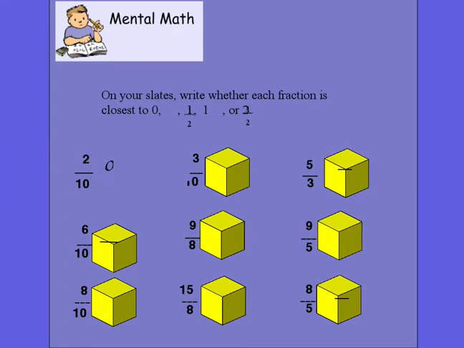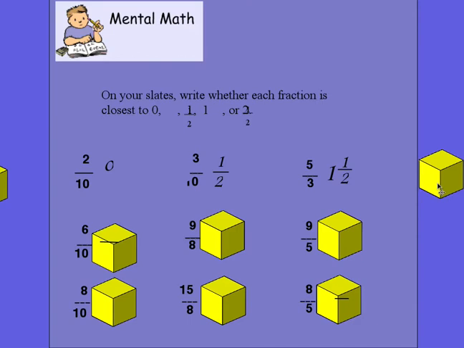2/10 is going to be closer to 0. It's 0.2. 0.2 is closer to 0 than it is to a half. 3/10 is going to be closer to a half. 0.3 is closer to 0.5 than it is to 0.0. 5 1/3 is a top-heavy number. There is a whole number right here. So it's going to be closer to 1 1/2.